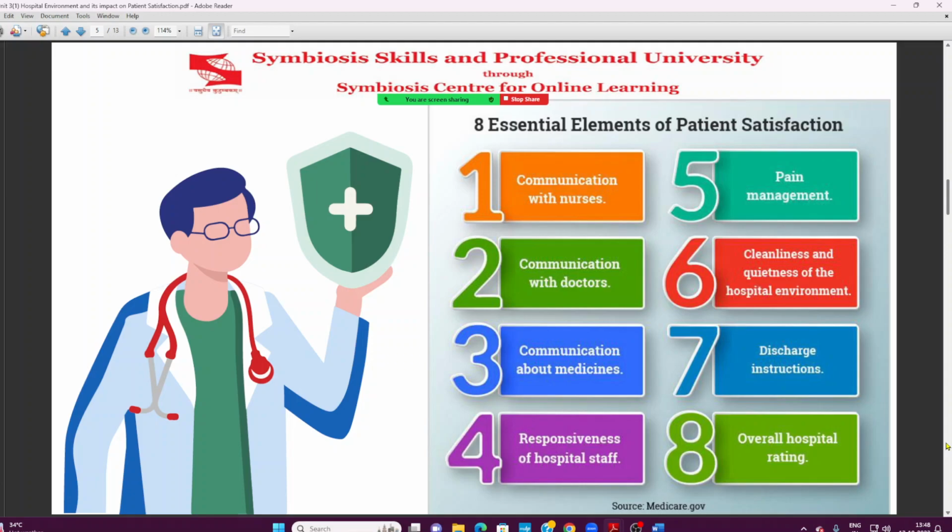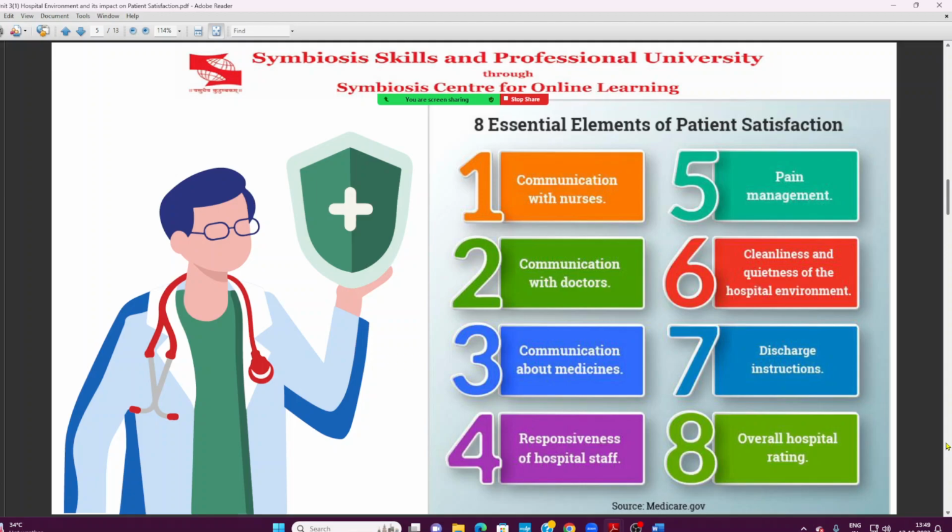Then second, communication with doctor, because the doctor won't be frequently communicating with the patient. Once in a while or twice, doctors take a round, either two rounds or one round, so even that communication is important, but that is kept second.